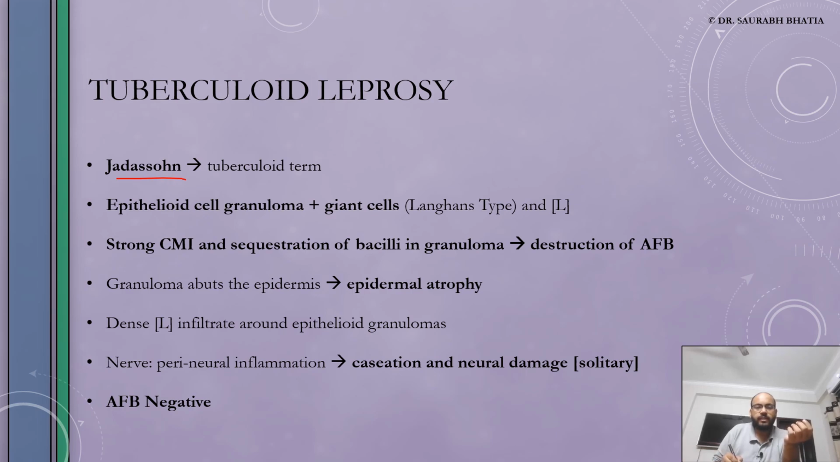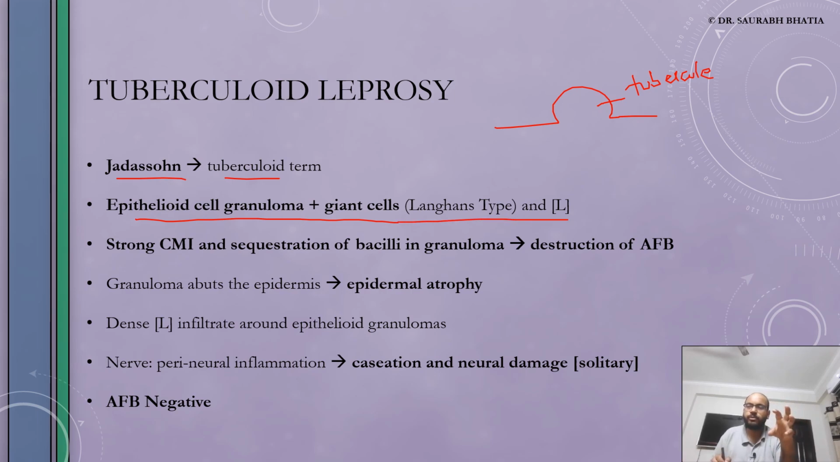So Jadason was the scientist who coined the term tuberculoid. And that's what we started using because it forms tubercles. Okay, the lesions were like a tubercle. That is why this form is known as tuberculoid leprosy. So it forms the tubercle. Okay. In this, you see epithelioid granuloma with giant cells, which are of the Langhans type, and lymphocytes. But major what you see is lymphocytes. There is a strong cell-mediated immunity and sequestration of bacilli in granuloma, leading to destruction of AFB.